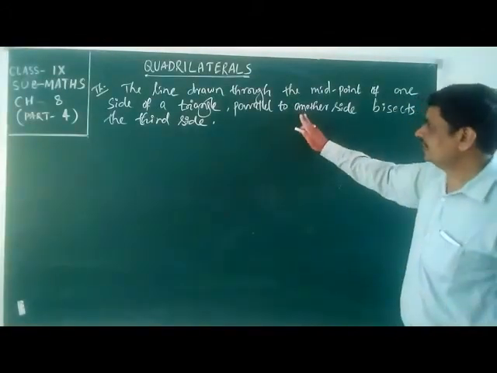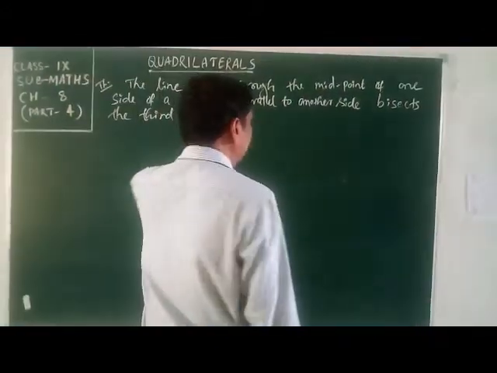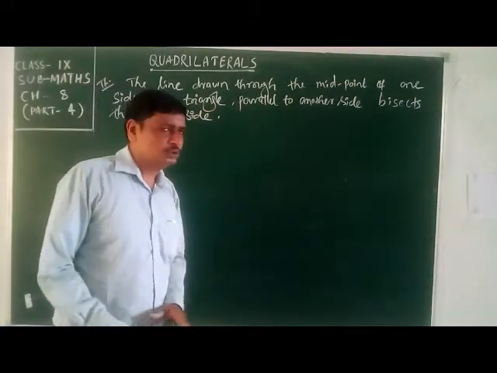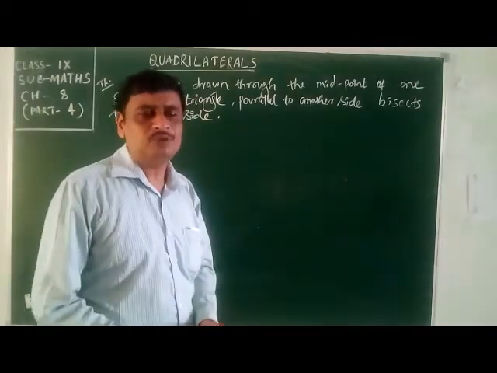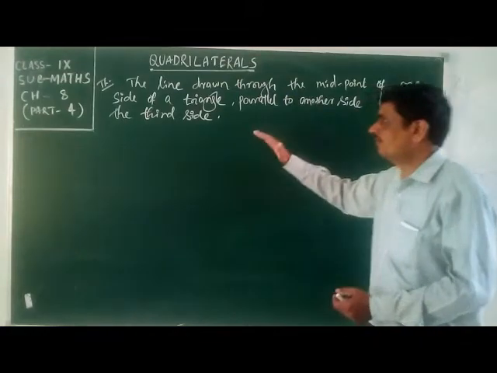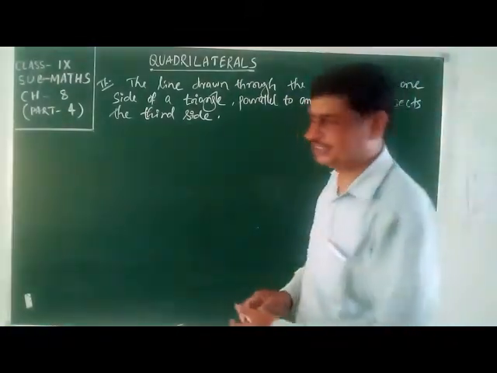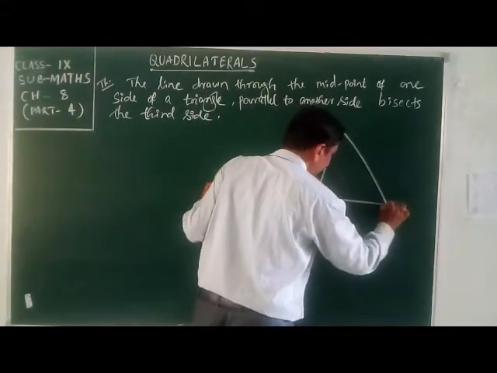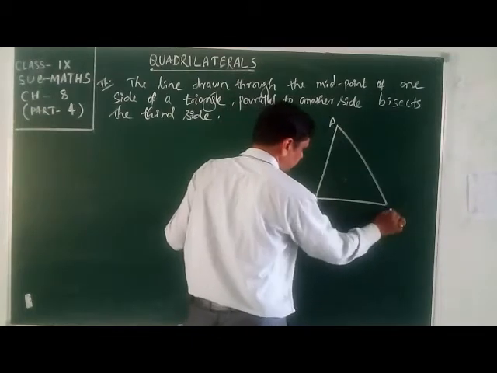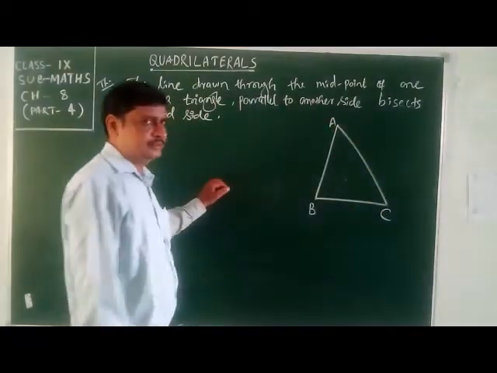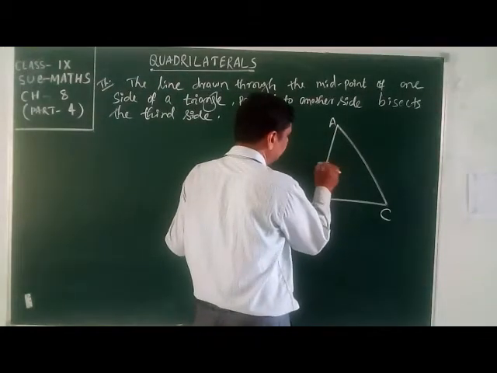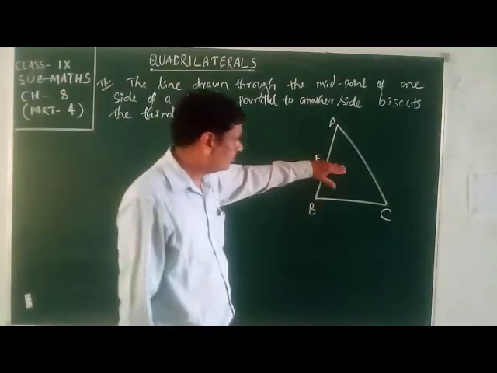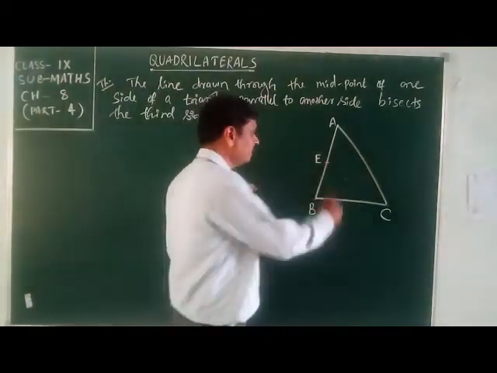It is given a triangle in which a line is drawn from the midpoint of any one side and that will be parallel to any other side, and we have to show that line will pass through the midpoint of its third side. Let it is given any triangle ABC, in which the midpoint of AB is E, and we have to draw a line from this midpoint E parallel with BC.